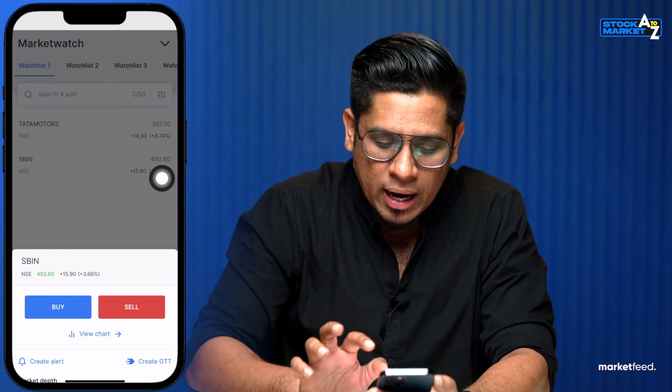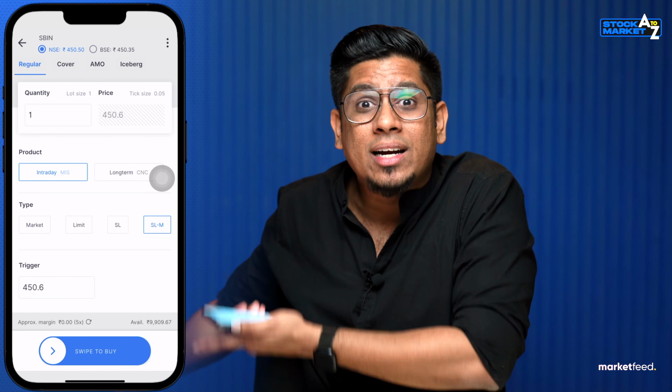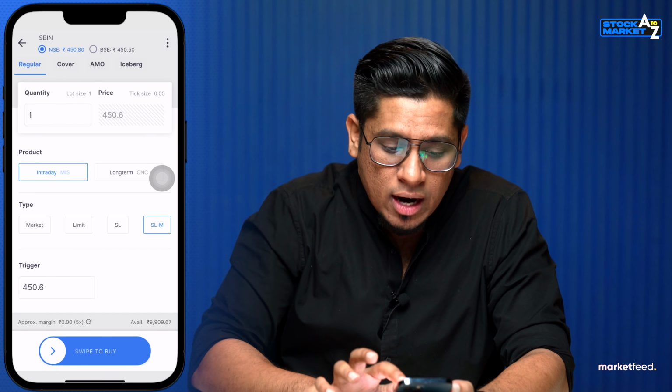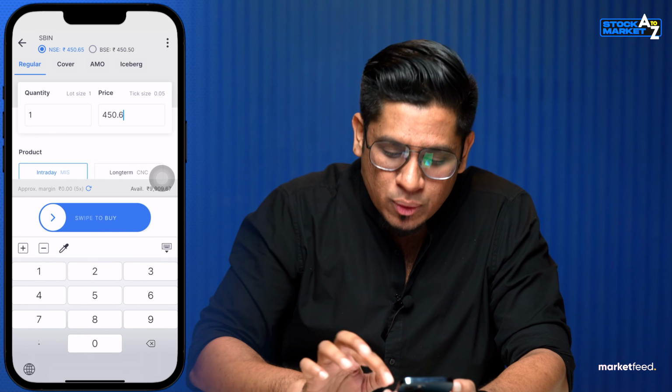Now I go back into SBI and again I'll buy it. I have to set a target. It has to move down. I have to exit at a lower price for my target to be executed, right? So one quantity, intraday only. What order type will I select? I'll go with a limit order. What price will I keep?